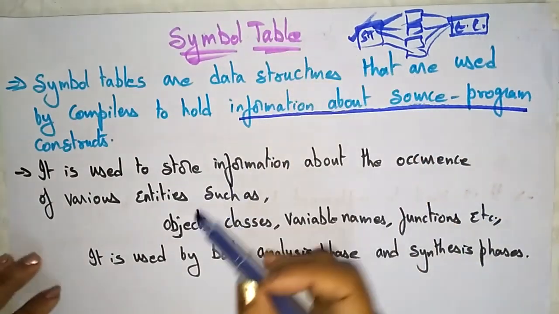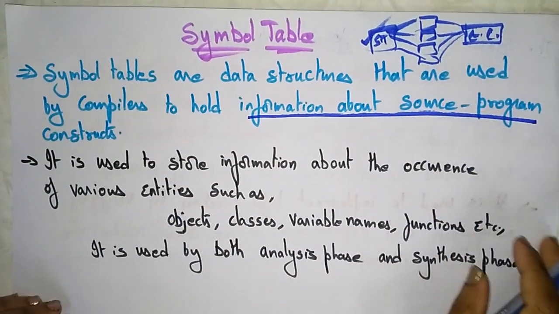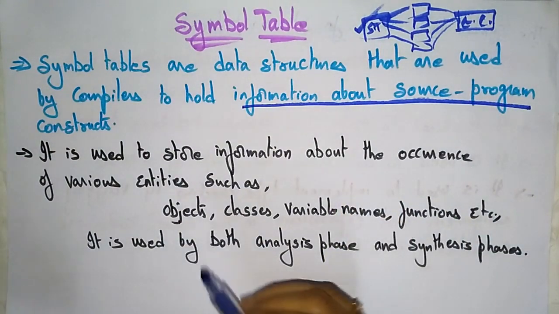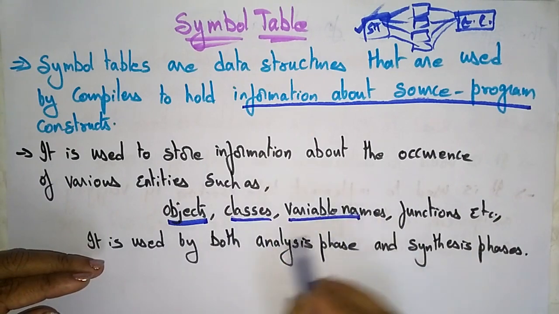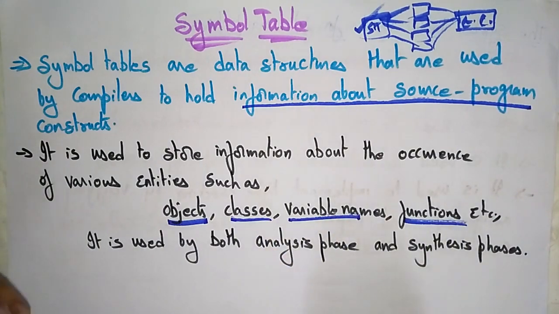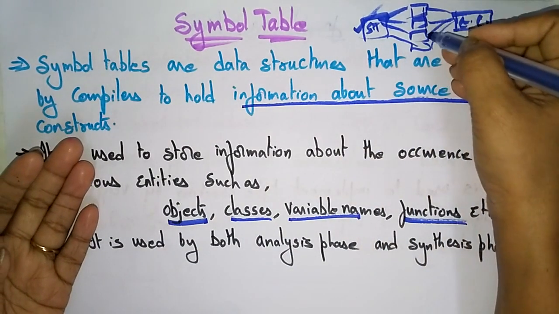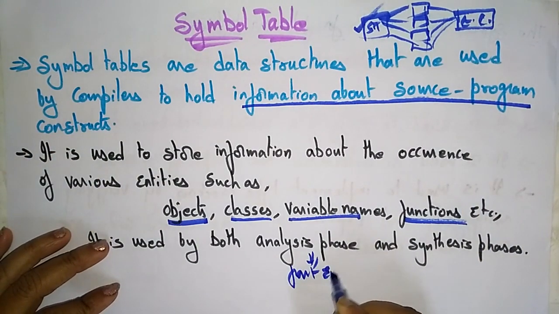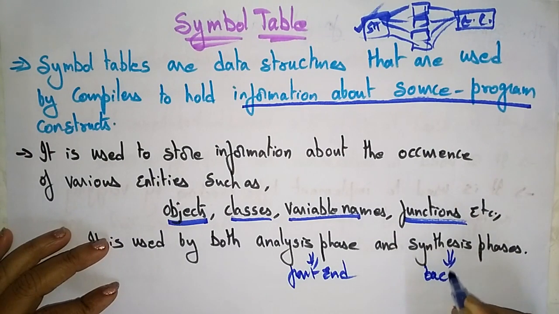So what will the symbol table store? It will store the information about the occurrence of entities. In your source program, you may come across different objects, classes, variable names, functions, structures, pointers, interfaces, so many things. All that source program related information, the variables and the data types and everything, will be stored in the symbol table so it can be used in all the phases, that is the analysis phase and the synthesis phase. The analysis phase is nothing but the front end and the synthesis phase is the back end.